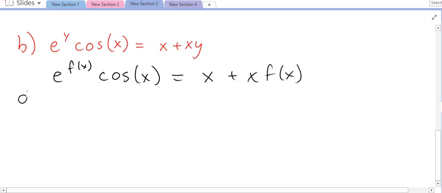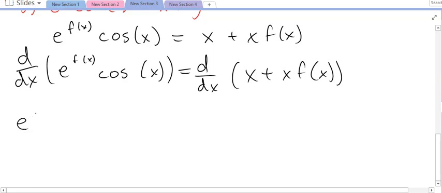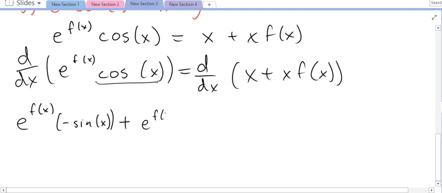And we're going to take the derivative of both sides now. And we got a couple of chain and product rules happening throughout here. So for the first part, on the left, we have a product rule, so I'll leave e to the f of x alone, and then the derivative of cosine is negative sine of x. And then we will add the derivative of the first bit, which would be e to the f of x times f prime of x, using the chain rule, and we leave that cosine of x alone.